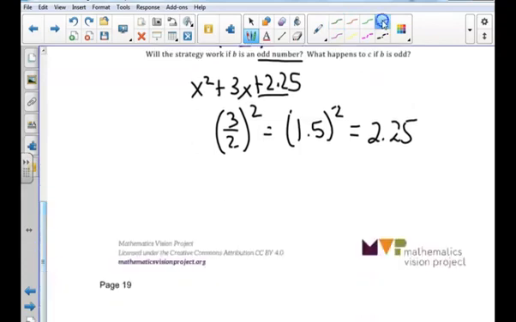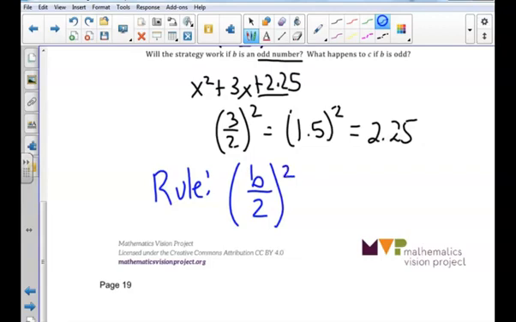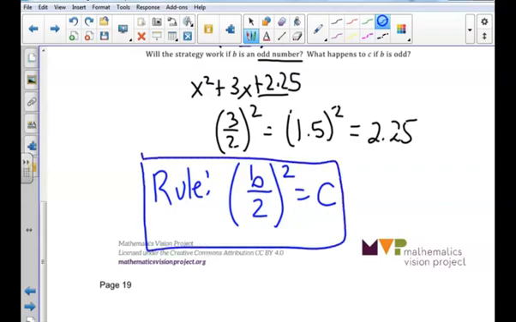To summarize, we now know that we can create a perfect square without algebra tiles if we use the rule that B divided by 2 squared will always equal C. This strategy will always help us find a perfect square.